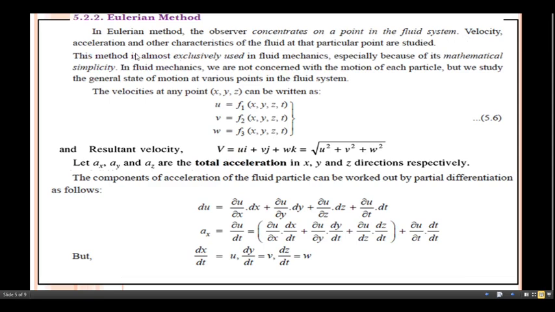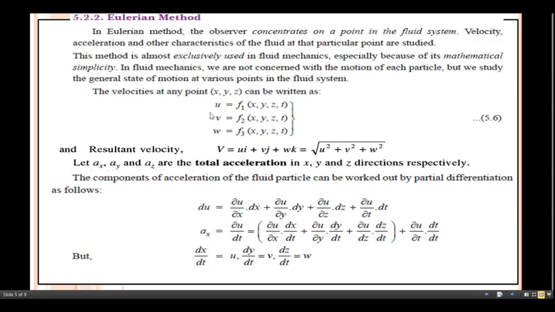Here the velocity, acceleration and other characteristics of the fluid at that particular point are studied. This method is almost exclusively used in fluid mechanics, especially because of its mathematical simplicity. In fluid mechanics, we are not concerned with the motion of each particle, but we study the general state of the motion at various points in the fluid system.